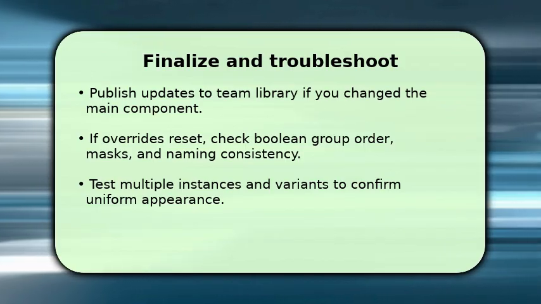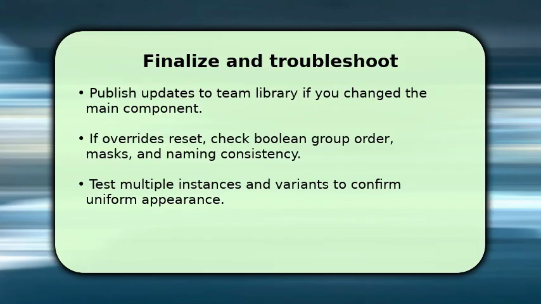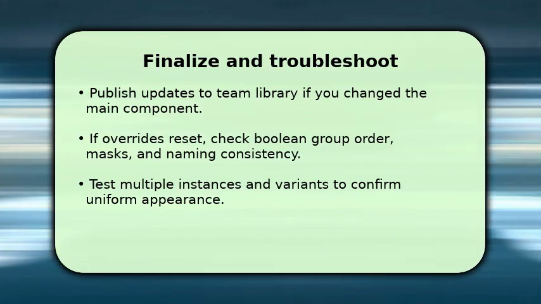If something resets or looks wrong, make sure masks and Boolean operations didn't invert, that layer names match expected overrides, and that constraints are correct. Fixing those typically restores overrides without breaking layout. Finally, reapply any instance level tint or stroke as needed.